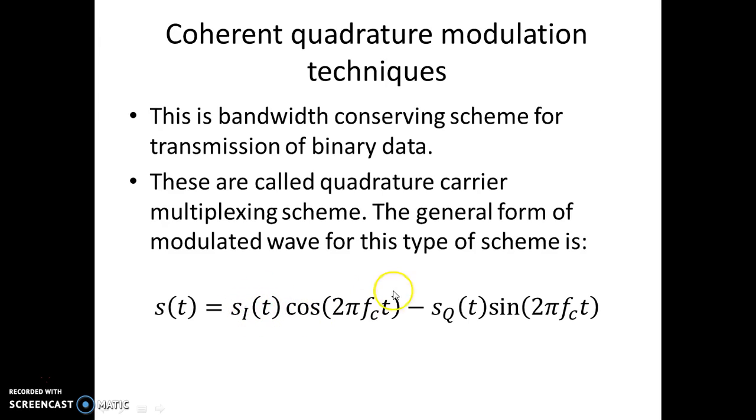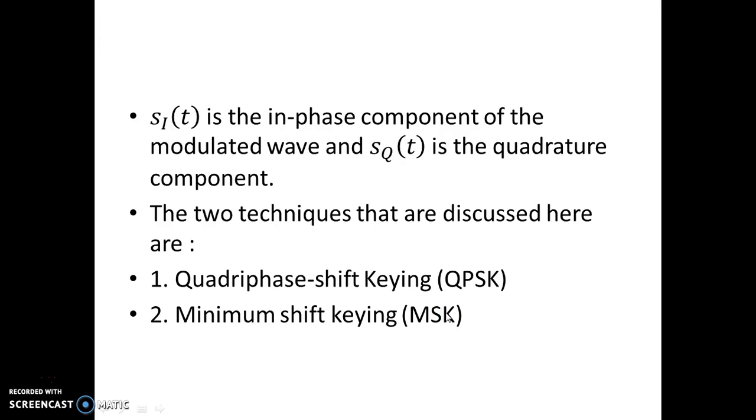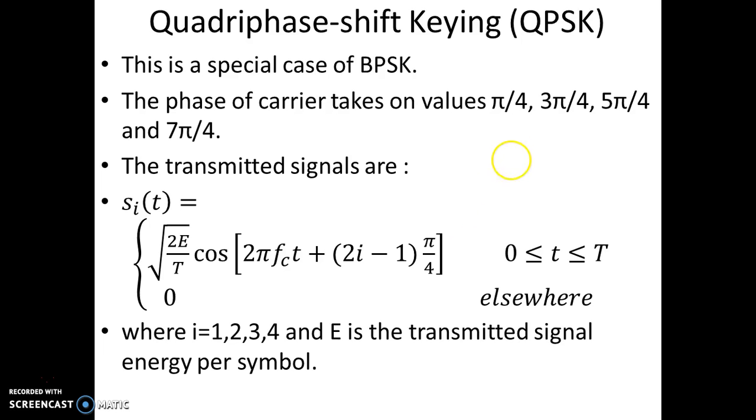and the coefficient of the sin 2 pi fct carrier is named as Sq of t, which is a quadrature phase component. So the two techniques we are going to discuss here are QPSK and MSK. QPSK stands for quadriphase shift keying. This is an extension of the idea of BPSK.